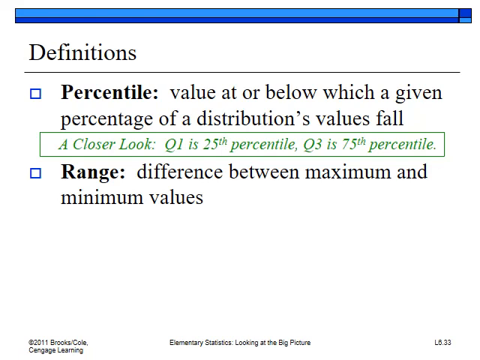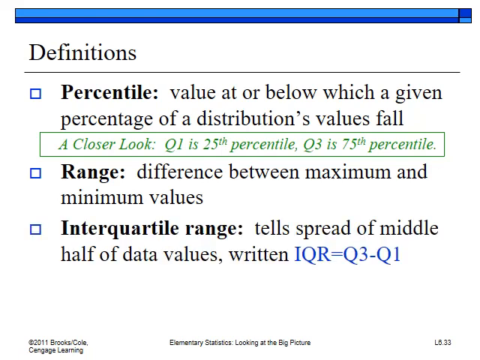We also want to define the range, which is the difference between the maximum and the minimum values. So if you're trying to find the range, find the smallest number that you've got in your data, find the biggest number you've got in your data, and subtract.